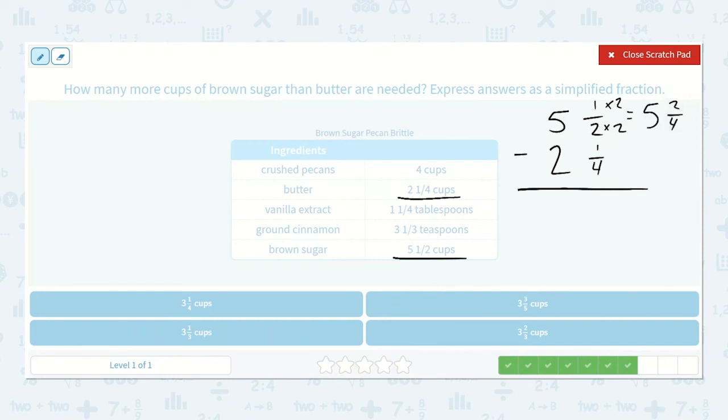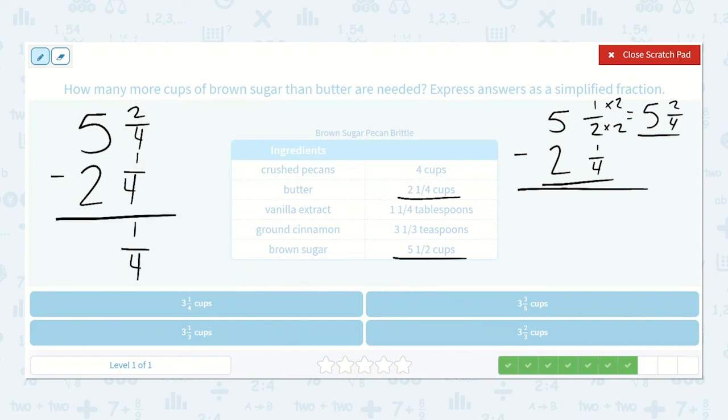So now we have 5 2/4 minus 2 1/4. So let's write that over here. 5 2/4 minus 2 1/4. 2/4 minus 1/4 is 1/4. 5 minus 2 is 3. So our answer is 3 1/4.